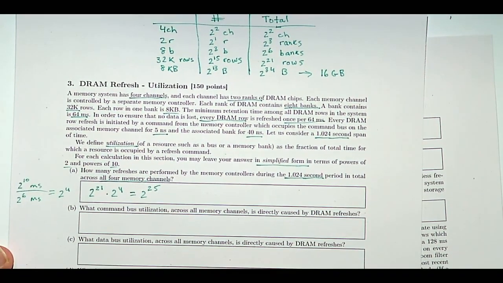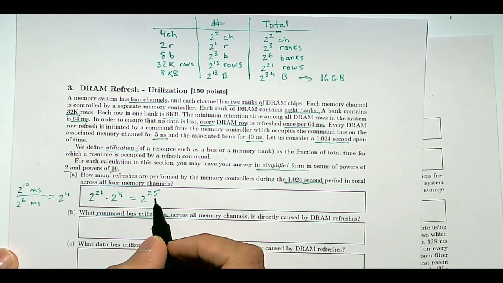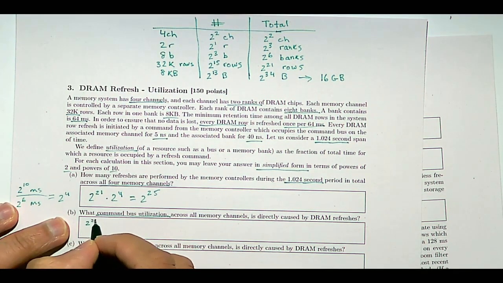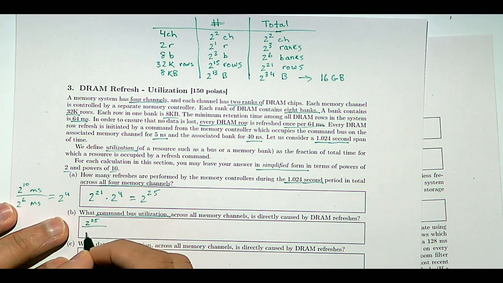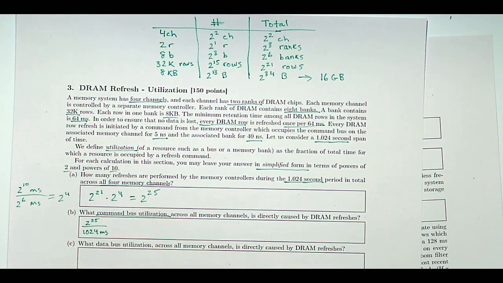So the second part asks, what command bus utilization across all the memory channels is directly caused by DRAM refreshes, right? So here, what we know from the first part is that we have 2 to the 25 refreshes in the entire system per 1024 milliseconds, right? Yeah, okay, that's clear. So this is what we've computed for the first part.